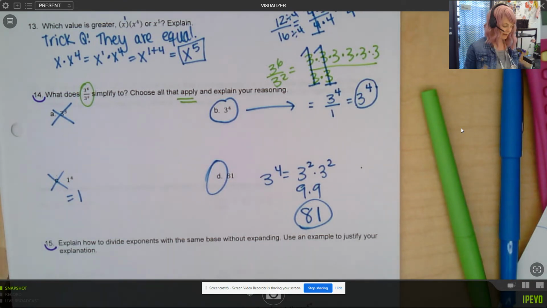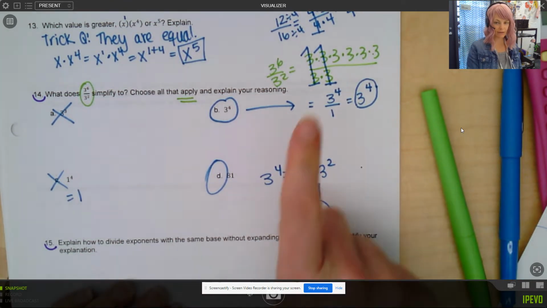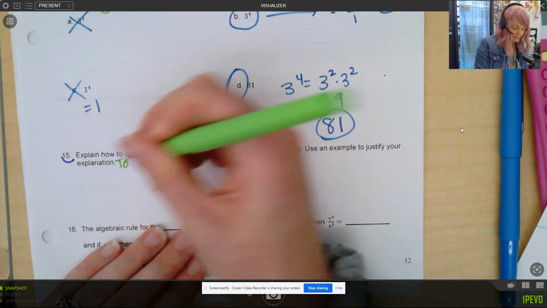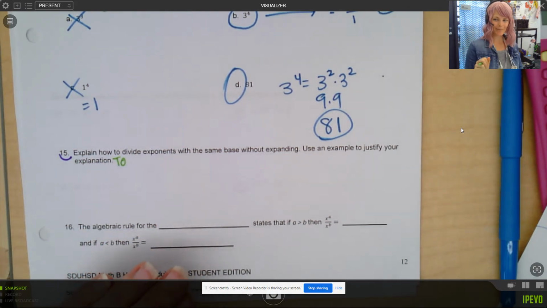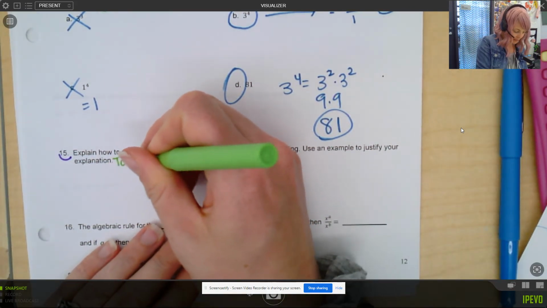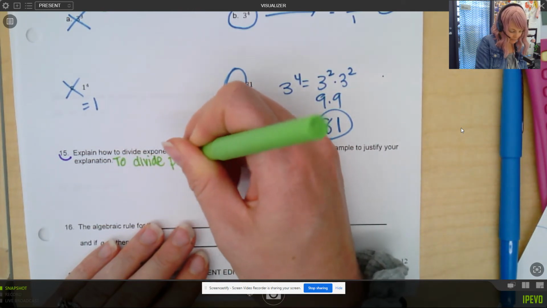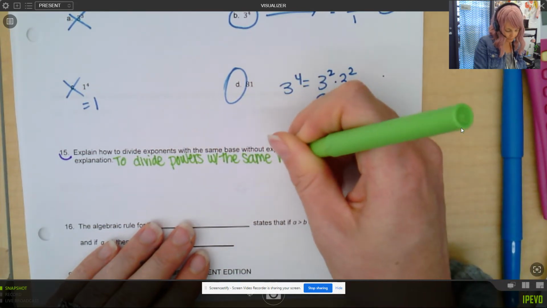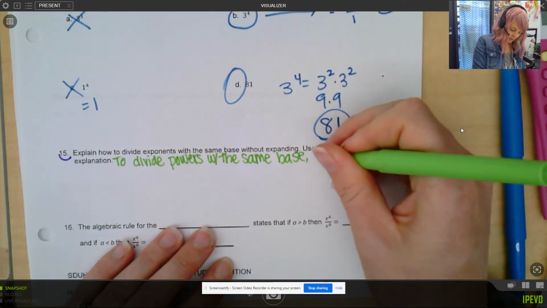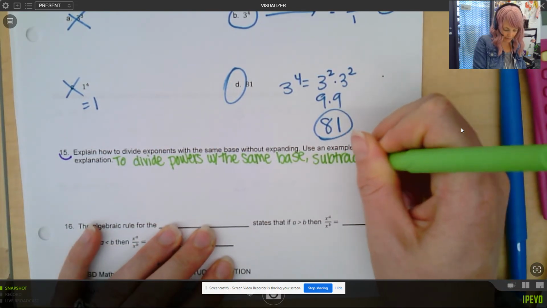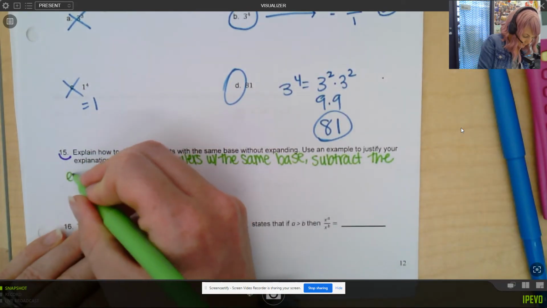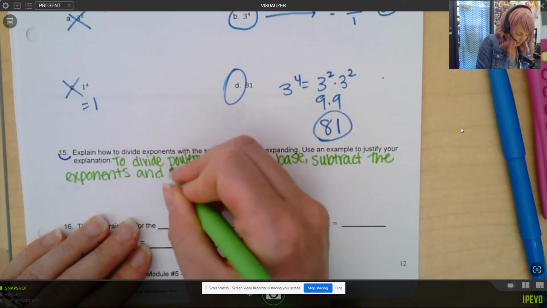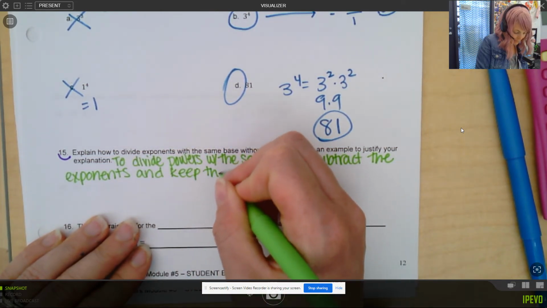Okay, so we're going to explain how to divide exponents with the same base without expanding. So we're not expanding like this. We're going to use an example. So to divide, or to find the quotient, math vocabulary fun, to divide powers with the same base, subtract the exponents, and keep the same base.